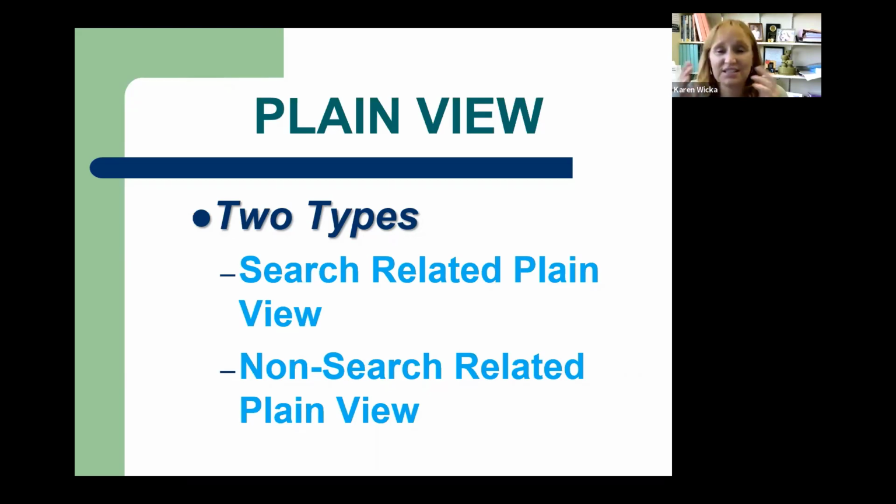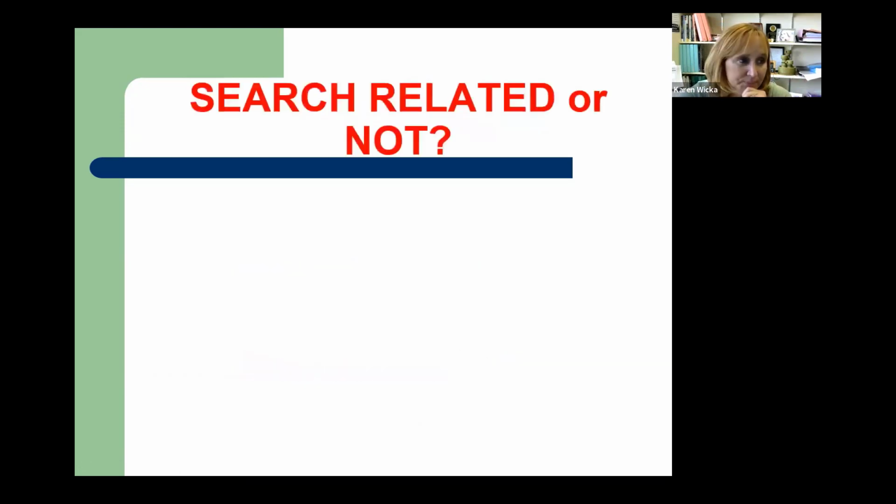So if police can just see it and it's out in the open, then it is not considered a search necessarily, okay? Because it was just there. They didn't have to search for it. It was just there. Now, plain view, there's two types. There's what's called a search-related plain view and a non-search-related plain view. And each of them have a little bit different rules. So let's look at each of these and how they work.